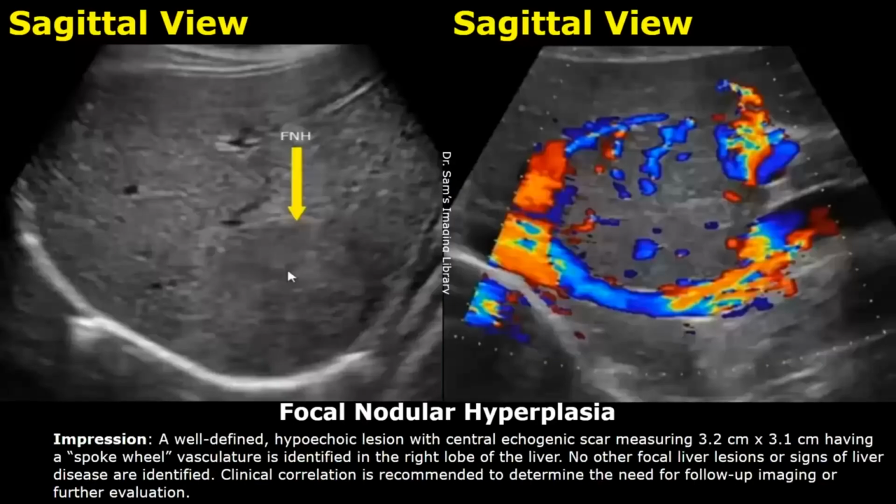In the impression you can write a well-defined hypoechoic lesion with central echogenic scar. Then you can write its size, the spoke wheel vasculature, and the location in the liver.